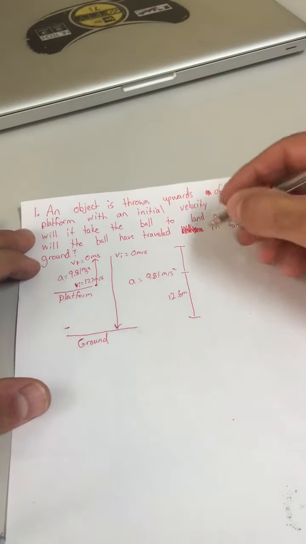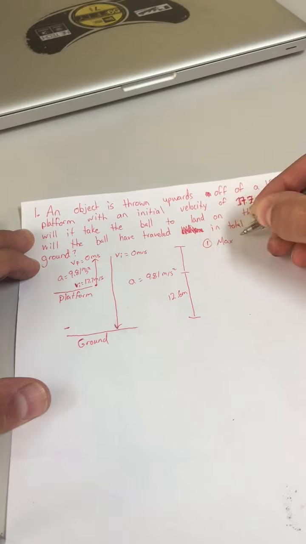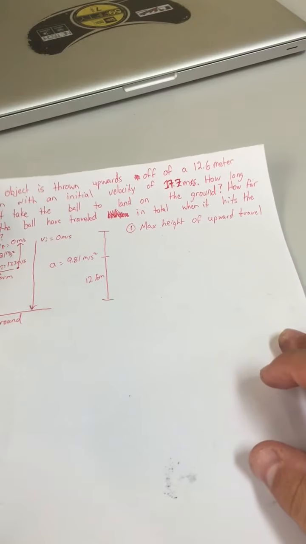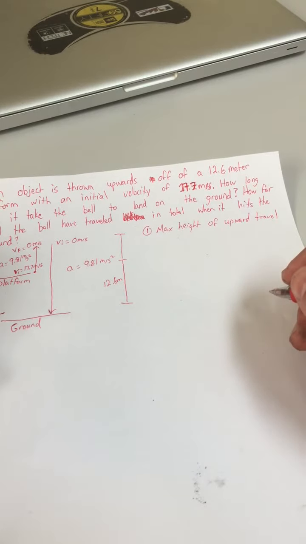So the first thing we're going to have to do is to find the maximum height of upward motion. Okay, so if we need our maximum height, again we can start by writing down some of the things that we know. We said that our final velocity is going to equal 0 meters per second. Our initial velocity is going to equal 17.7 meters per second. Our acceleration is equal to negative 9.81 meters per second squared. And we are going to be looking for a distance.